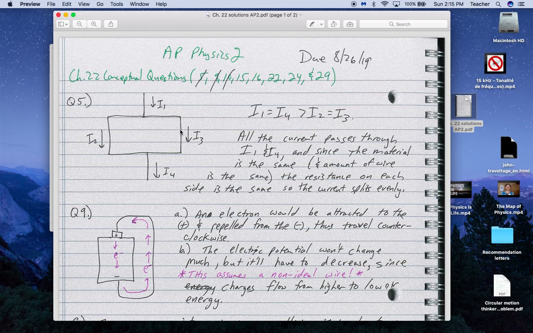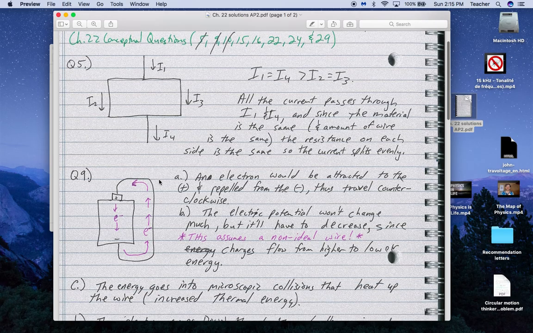If these are the same lengths of wire, made of the same material, same diameter wire, that means they'd have the same resistance on each side, so the current would split evenly, which is why I2 equals I3. If this side had a shorter length of wire, the resistance would be less, and more than half the current that splits off from I1 would go in this direction. But as it is, it splits evenly and comes back together in I4.